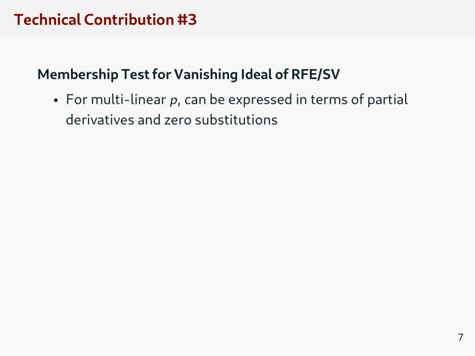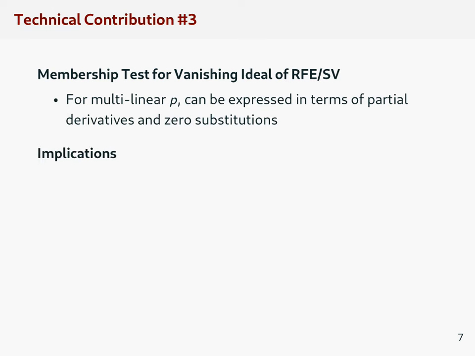So in addition to computing a generating set, we also provide a membership test for the vanishing ideal. For the specific case of multilinear polynomials, it can be expressed in terms of partial derivatives and zero substitutions, and therefore has a somewhat combinatorial flavor to it. And that combinatorial flavor carries over to general polynomials, but it just gets a bit more technical.